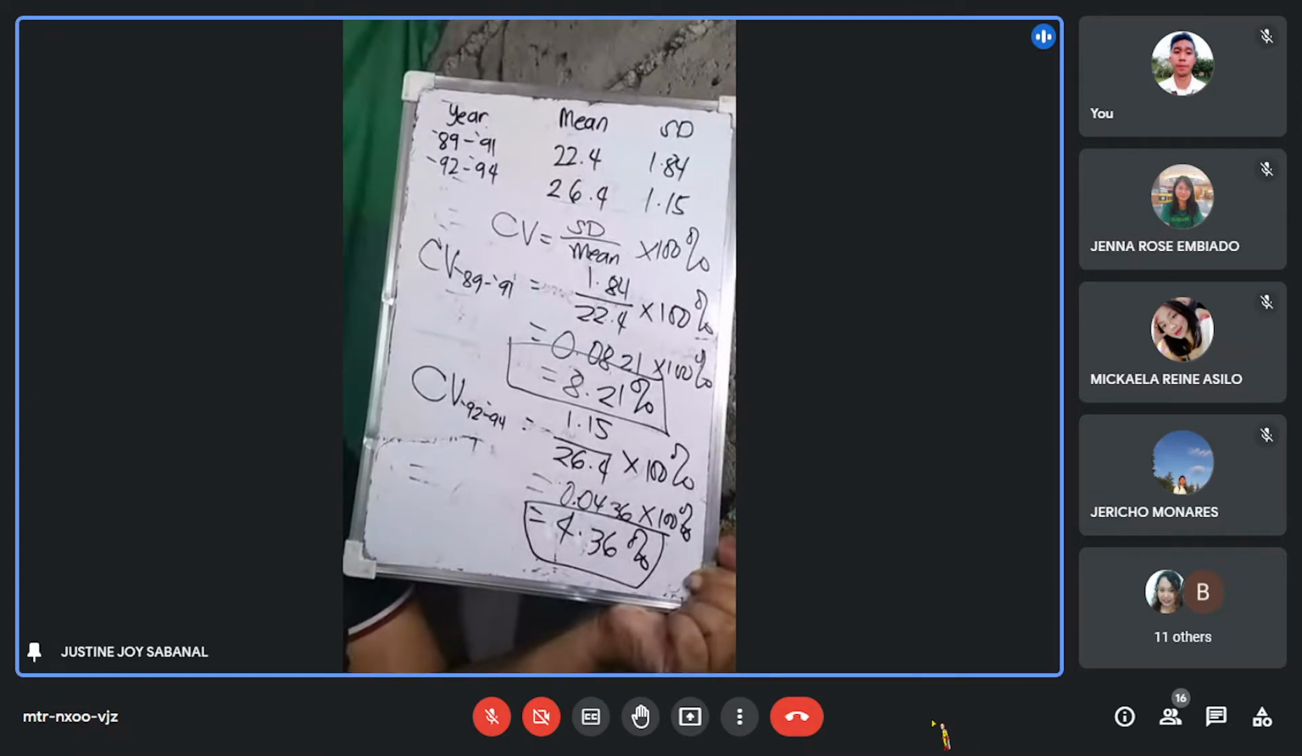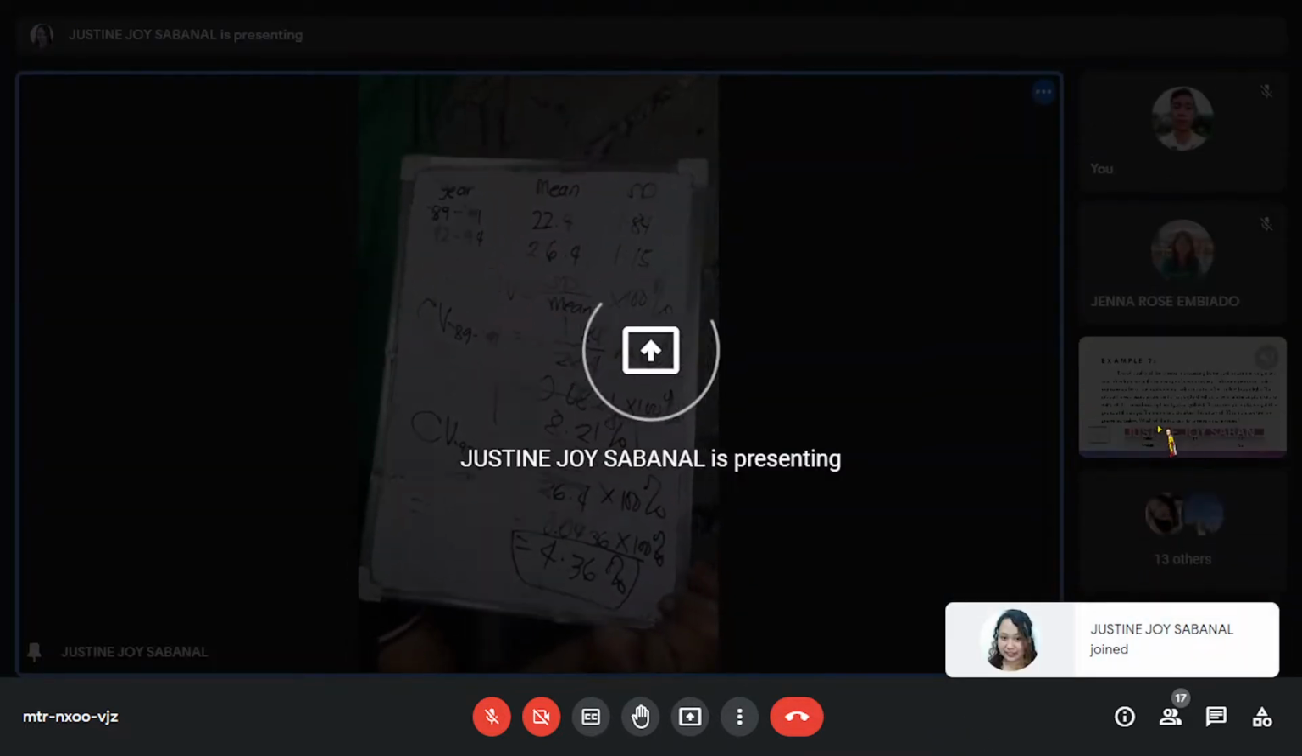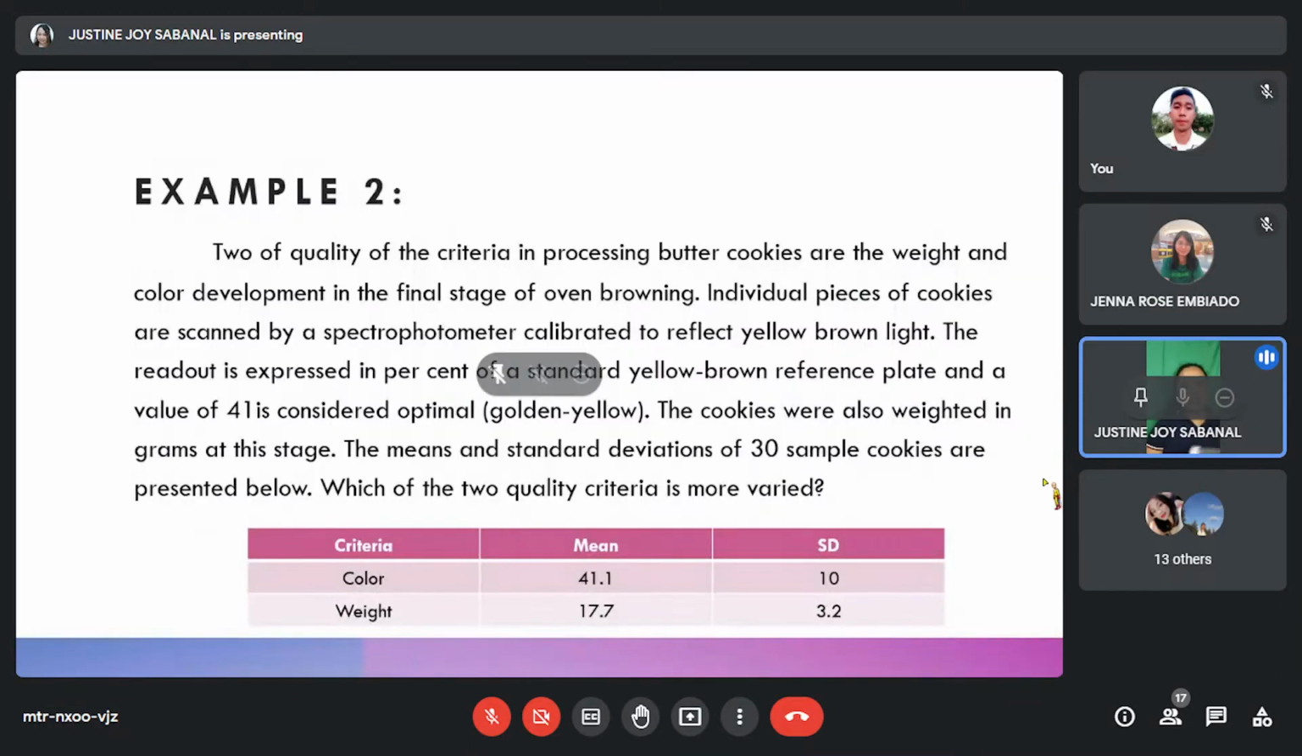So for example number 2, two of the criteria in processing butter cookies are the weight and color development in the final stage of the oven browning. Individual pieces of cookies are scanned by spectrophotometer calibrated to reflect yellow-brown light. The readout is expressed in percent of a standard yellow-brown reference plate, and a value of 41 is considered optimal or golden yellow. The cookies were also weighed in grams at this stage.